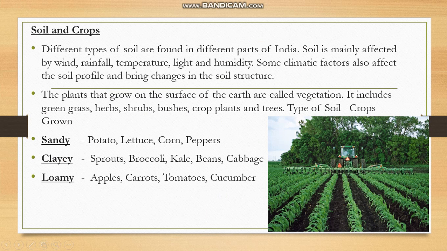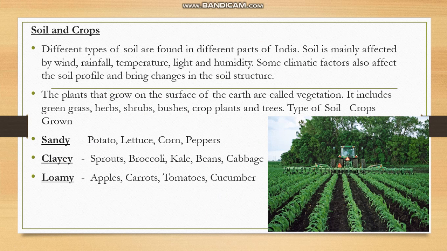Next, soil and crops. Different types of soil are found in different parts of India. Soil is mainly affected by rainfall, temperature, sunlight, humidity, winds, etc. Some climatic factors also affect the soil profile and bring changes in the soil structure. The plants that grow on the surface of the earth are called vegetation. It includes herbs, shrubs, bushes, crops, plants, trees, etc.